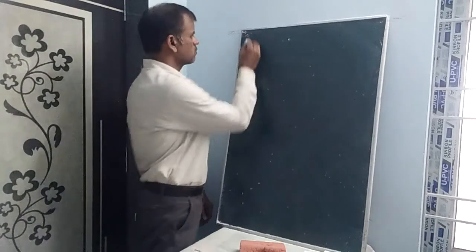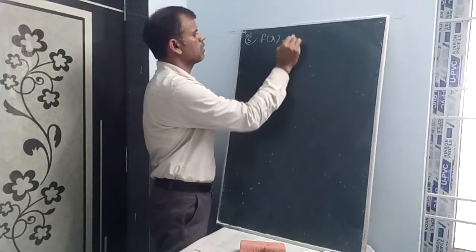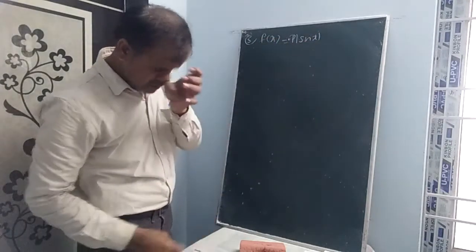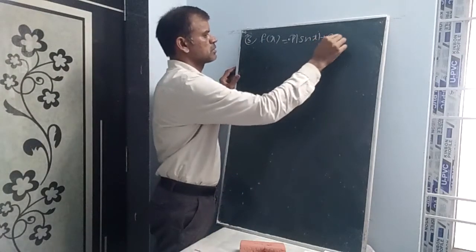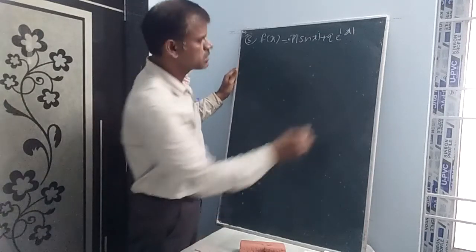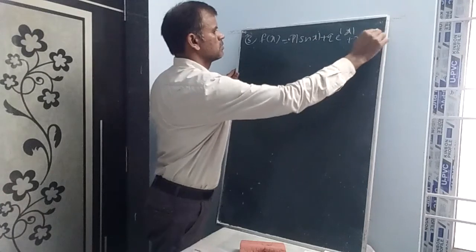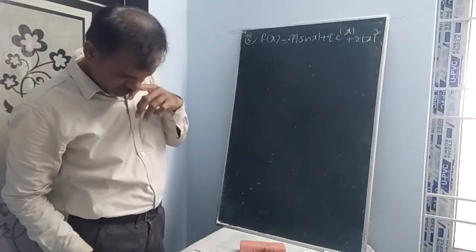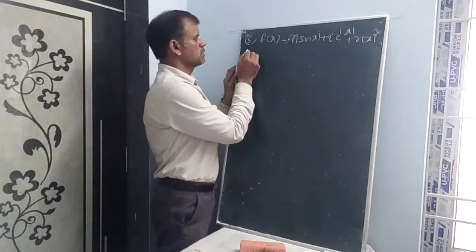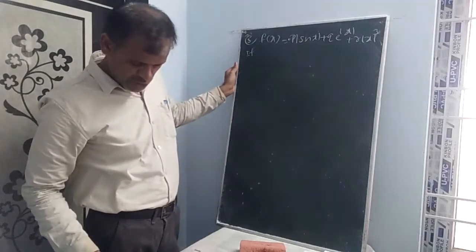Next, fifth question. If f of x is equal to p mod sin x plus q e power modulus x plus r modulus x cube, and f of x is differentiable at x equal to 0, then what is the value according to options? Differentiable at x equal to 0.